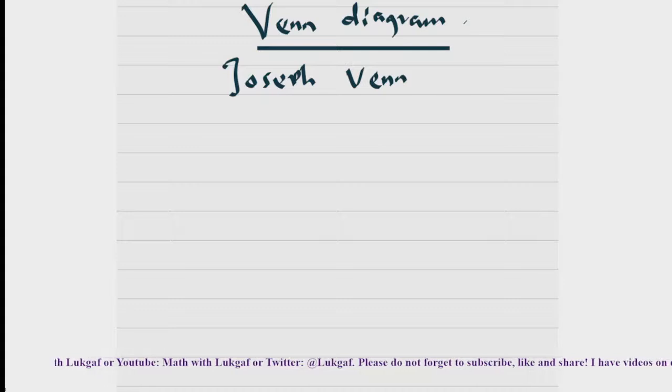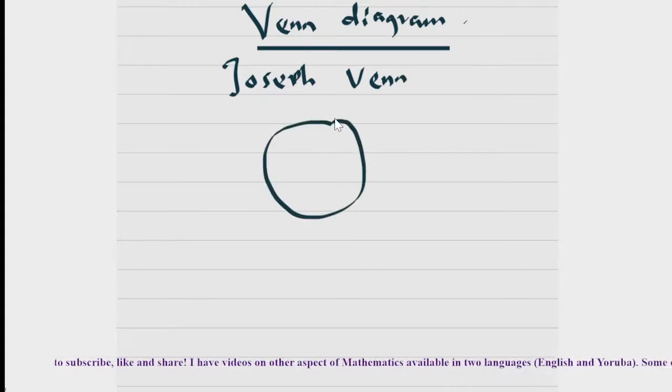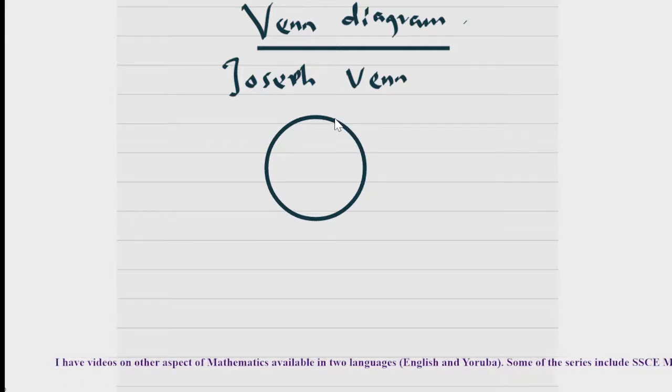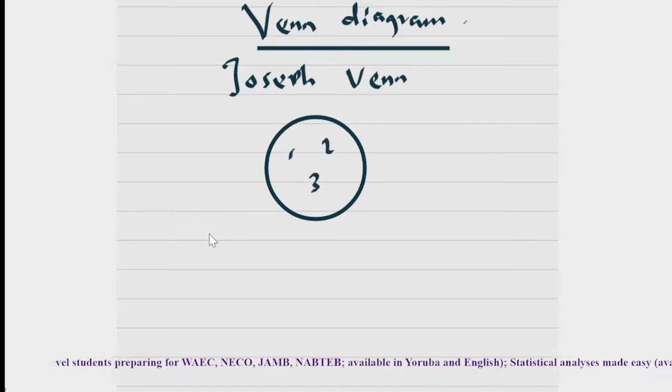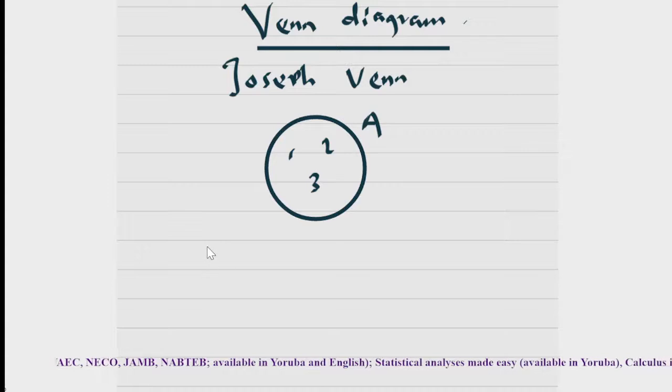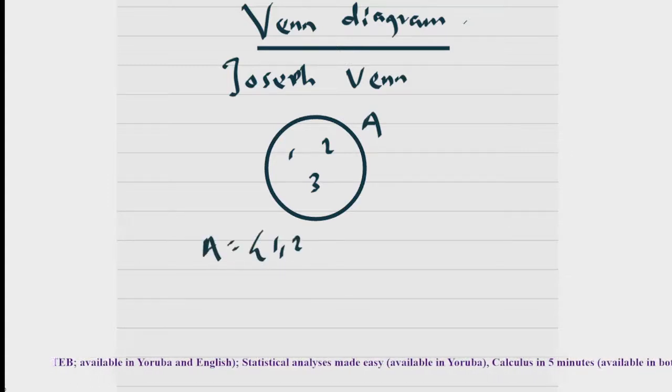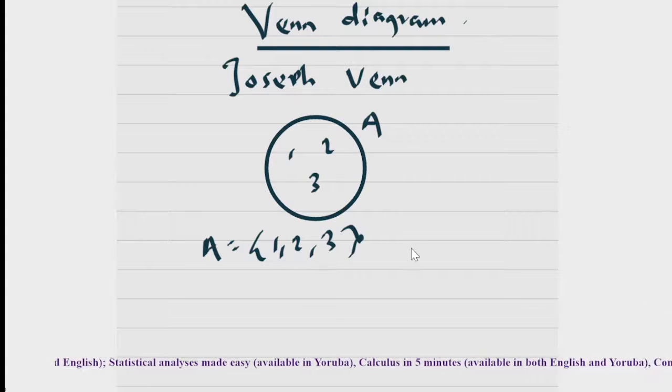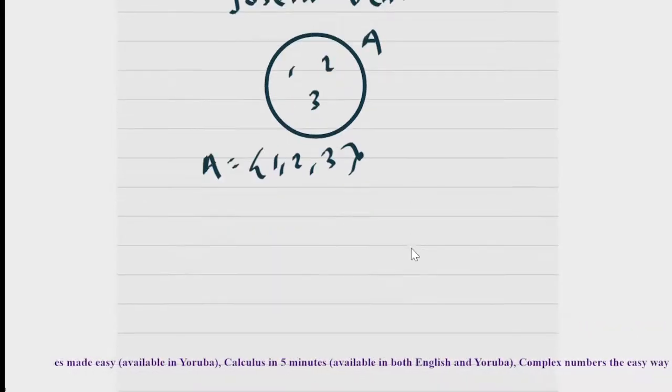So for example, I told you in the introductory part of this topic, one of the ways you can represent a set is using the Venn diagram. A set is represented by a circle and the universal set by a rectangle. You understand now? So in essence, when I have something of this nature, 1, 2, 3, and it is a set A, what I'm trying to say is that this is a set A, which has 1, 2, 3 as its elements.